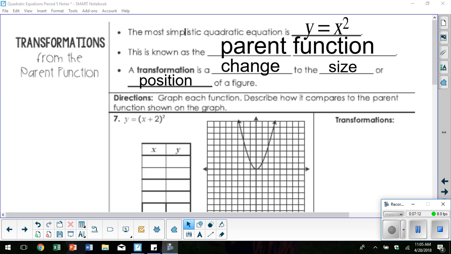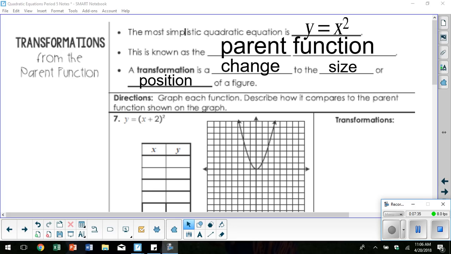Okay, that's the very big baby one, although they don't call it the baby one. They call it the parent function. I will go back and forth, and I apologize. I will call it the mother graph. That's just how I am. Or the parent graph, or that kind of thing. The transformation is a change to the size or the position of a figure.